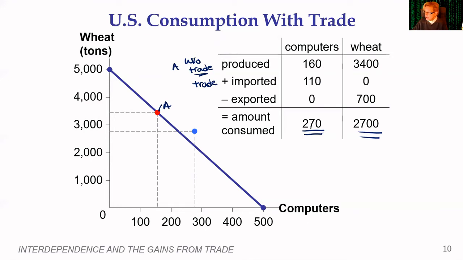But my point here is the amount that we could produce was only 160 computers and 3,400 tons of wheat. The amount we can consume is way more computers. And we end up at this point, which is outside the production possibilities frontier, which was a formerly unattainable area.